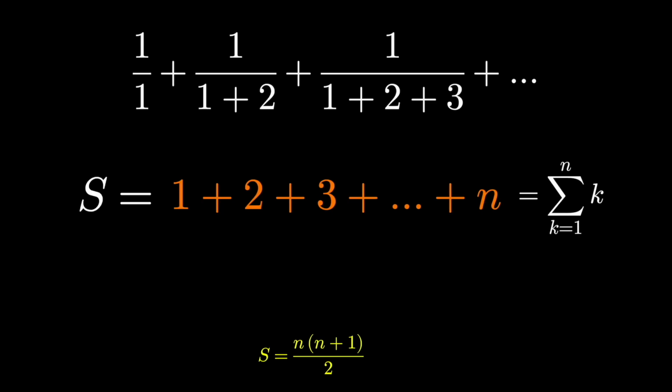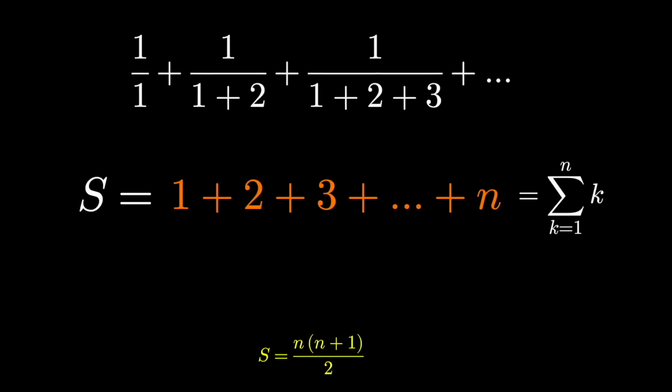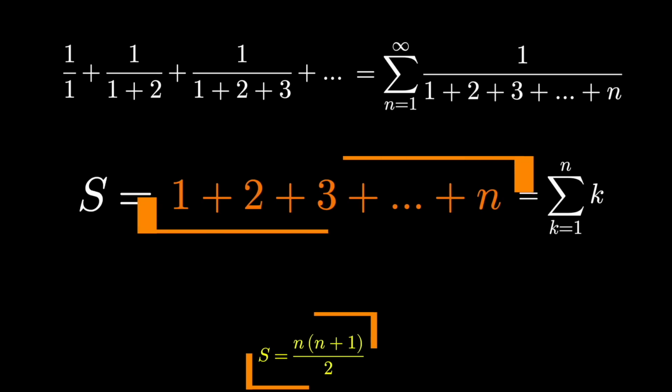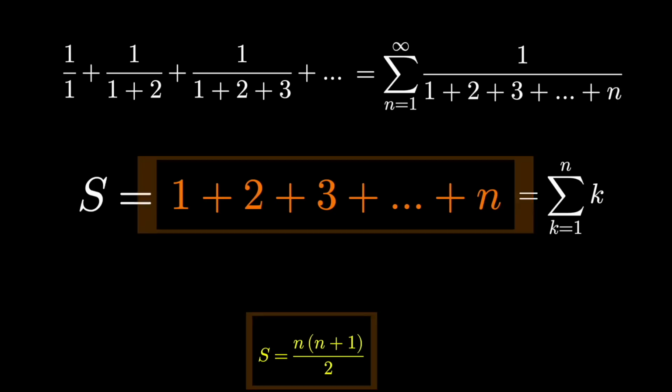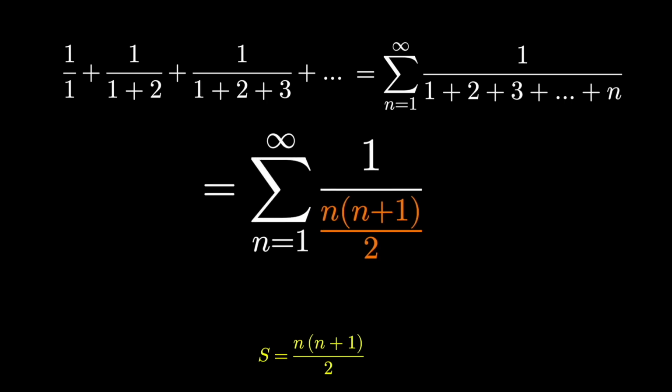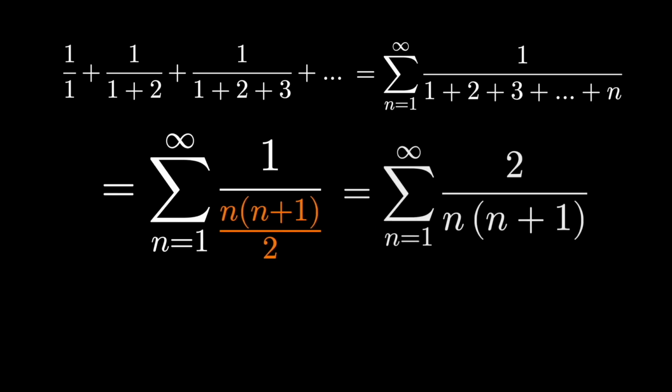What we can notice is that we can write our sum in question using this summation notation. We could write it as the sum from n equals 1 to infinity of 1 over 1 plus 2 plus 3 plus 4 all the way up to n, which is this summation we just found. So instead of using the summation notation twice, let's just replace it with this formula. So it's 1 over n times (n plus 1) over 2, or more simply, we want to calculate the sum from n equals 1 to infinity of 2 over n times (n plus 1).